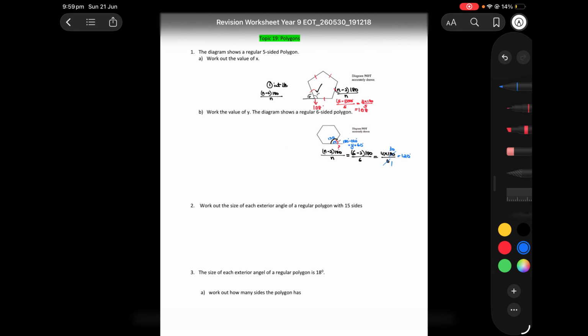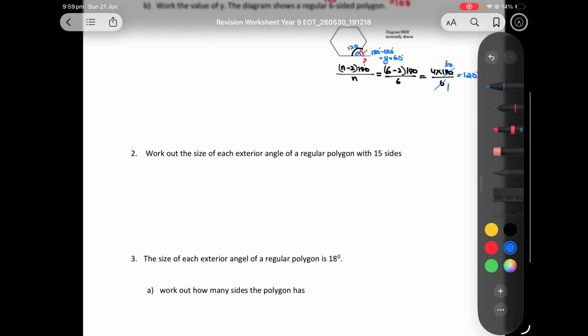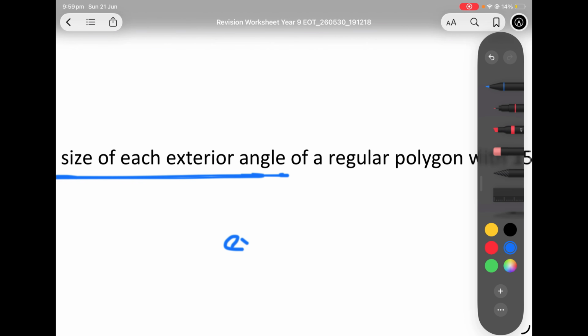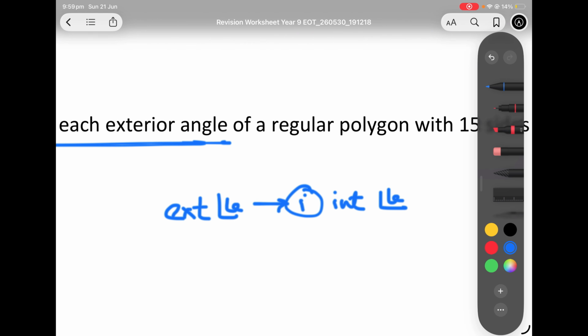Okay, we have more questions here. Work out each exterior angle of a regular polygon with 15 sides. Whenever you have to find the exterior angle, first find the interior angle of it. How many do you have to find? One. The formula is n minus 2 times 180 upon n to find one interior angle.